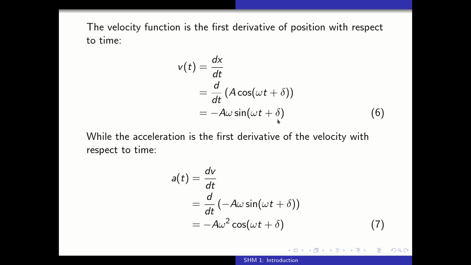We can take a second derivative to get to the acceleration, or take the first derivative of the velocity function with respect to time, and again, apply that time derivative to the velocity. Minus A omega comes out front. The derivative of sine is cosine, and the derivative of the argument of the sine function is omega, which we'll throw in over here to get minus A omega squared.